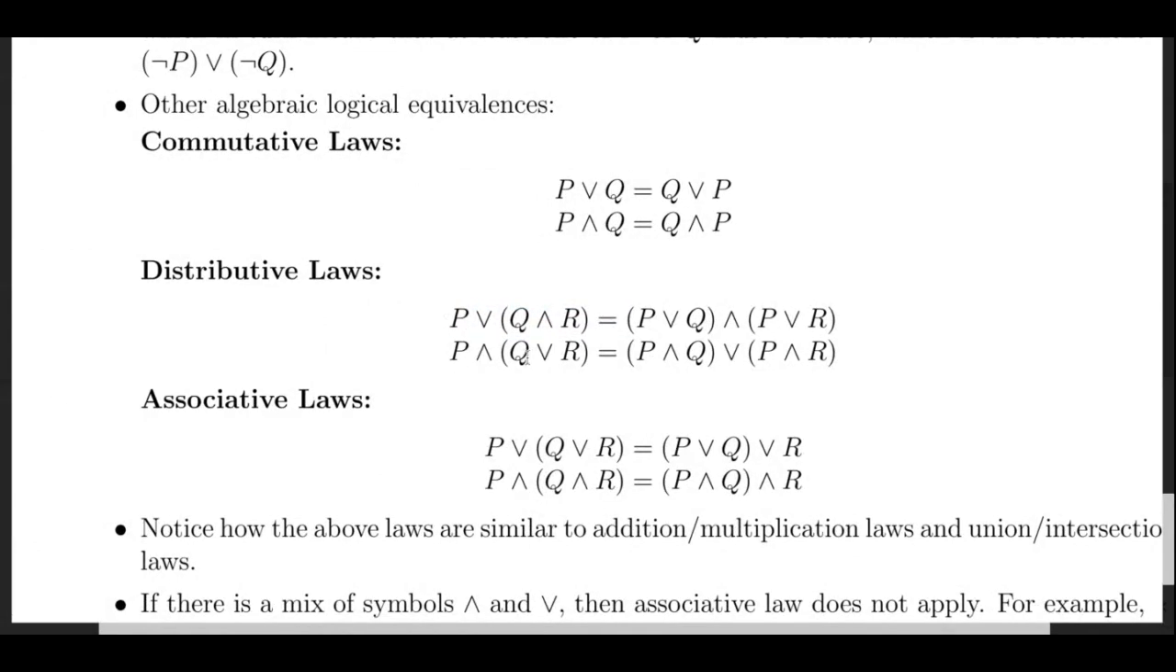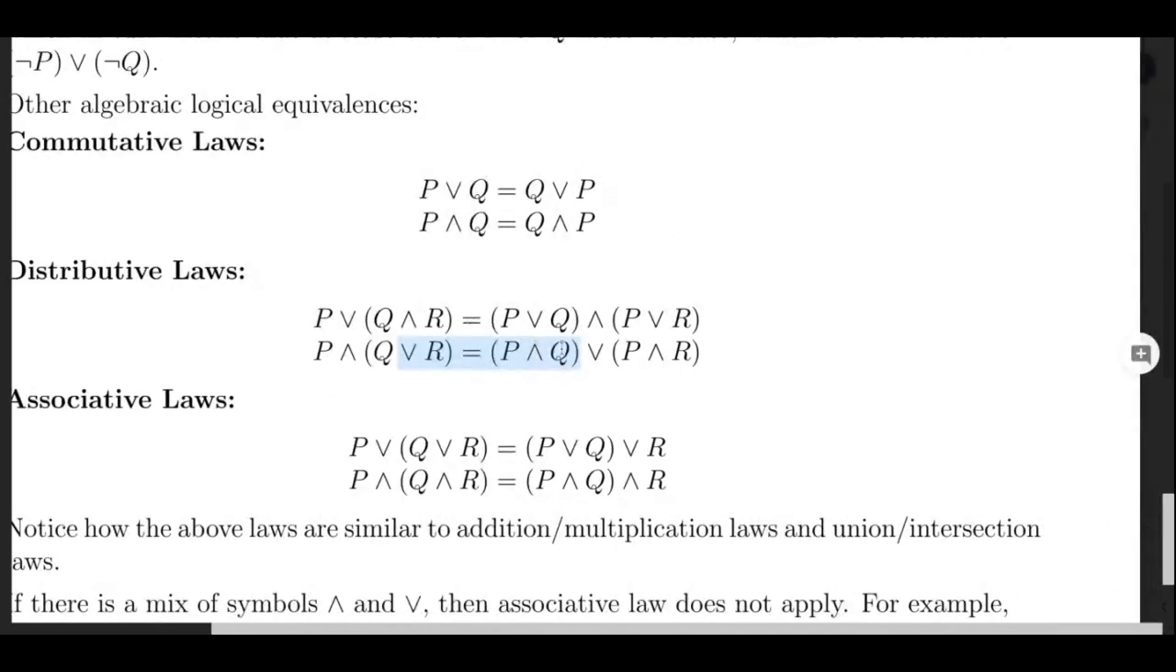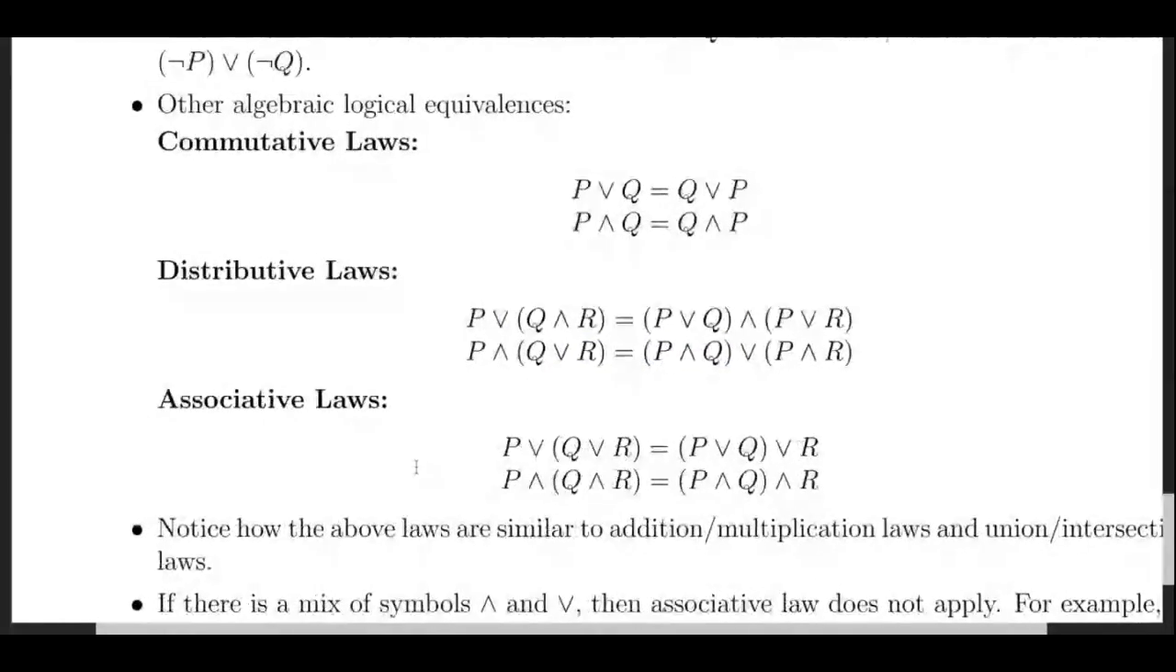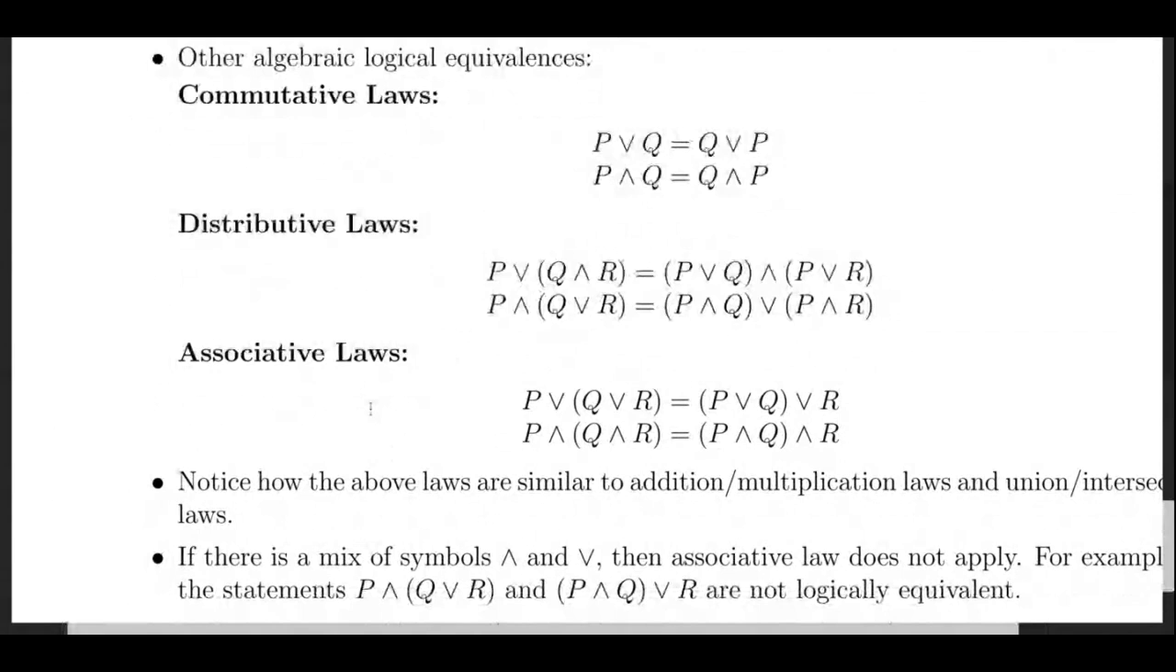P and (Q or R), we can distribute this P and, so we do P and Q, then with the or sign, or with P and R. Also, they are associative. If we have P or Q or R, it doesn't matter which one we do first. Same thing for the and sign. If both are and signs, it doesn't matter which one we do first.